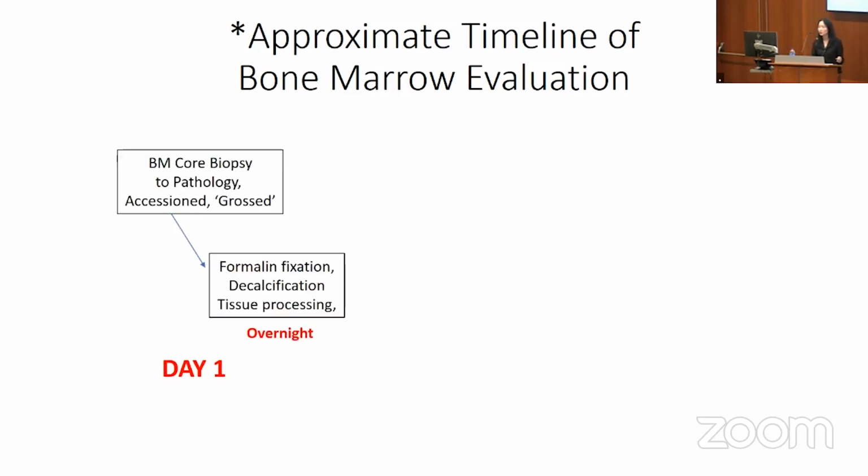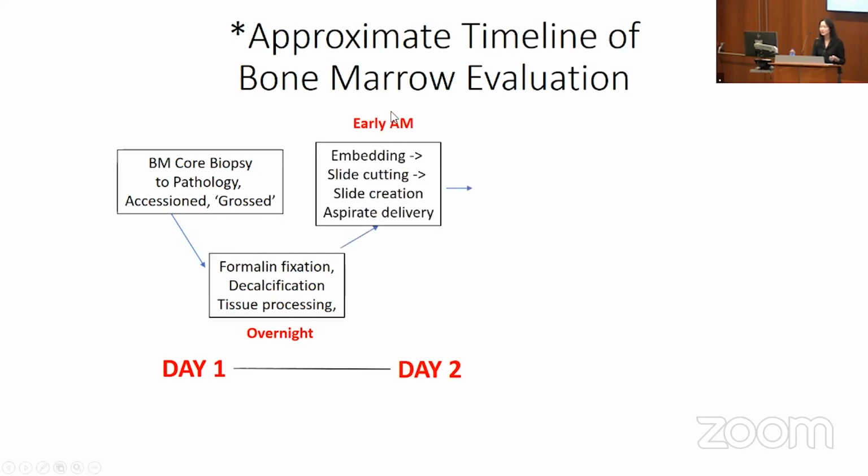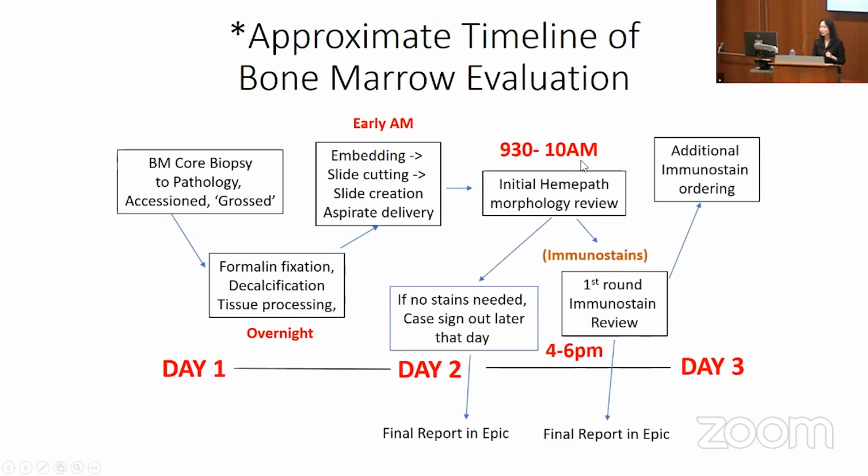So let me give you an approximate timeline of how this goes from the biopsy to the diagnostic report. It starts here where we receive it, it's grossed, it's fixed, it's decalcified, and then tissue processing overnight. It gets embedded in the morning, slide cutting, slide creation, aspirate delivery. That's usually coming out a little bit later. Initial heme path morphology review between 9:30 and 10 a.m. We order the immunostains. There's a cutoff for immunostain ordering, so we try to get it right in between that time. And this gives you essentially a proteomics view of the tissue.